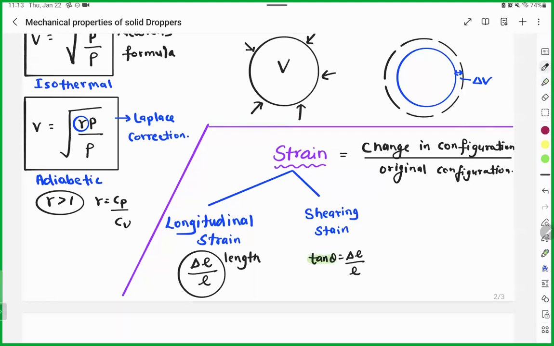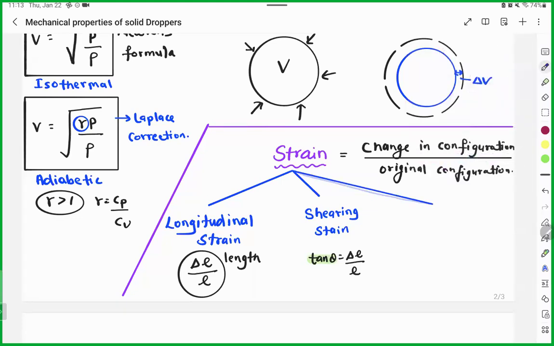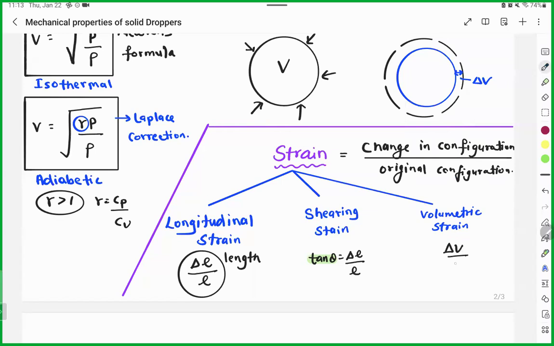And last, volumetric strain, as the name suggests, where volume will change. It will be equal to delta V by V, volume. As the name suggests, it is related to volume. Done, guys. Stress, strain. That's all.